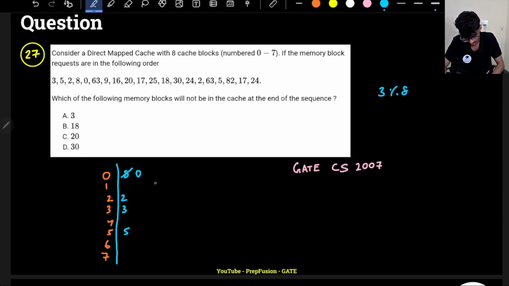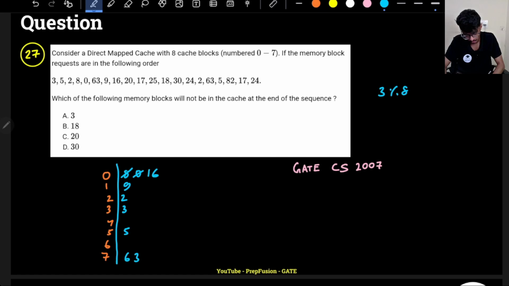Okay. Next I call 63. 63 mod 8 will be 7, correct? Yes, 56, so it will be 7. So 63 will be here. Next I call 9. So 9 mod 8 will be 1. So here I will have 9. Then 16 mod 8 will be 0 only. So 0 will be replaced with 16.